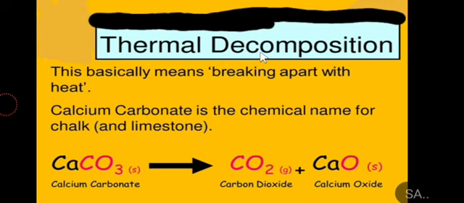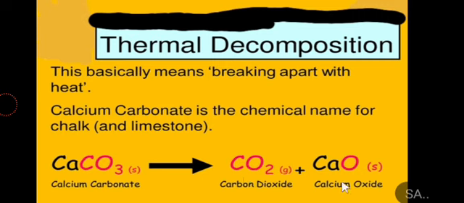So if any substance breaks down due to the action of heat, it means when some substance is heated, then it is thermally decomposed because after breaking down it will give certain products. We'll see the example of calcium carbonate, which is commonly known as chalk and limestone. When this calcium carbonate is heated in a kiln at higher temperatures, calcium oxide is produced while carbon dioxide gas is also produced.